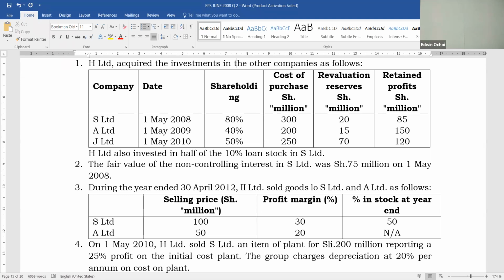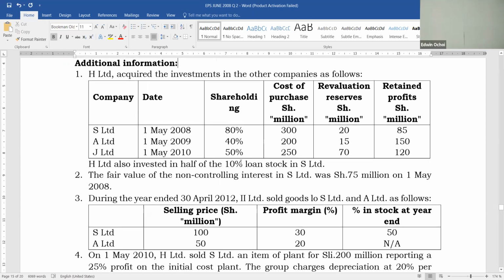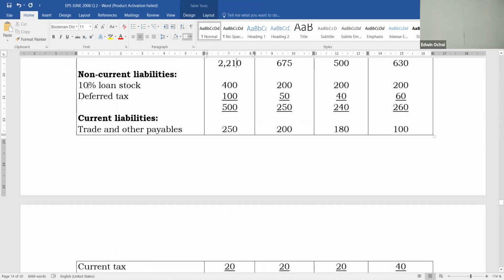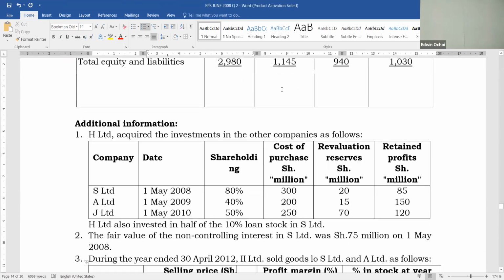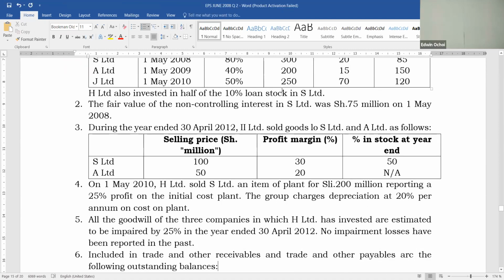So we go to the 10% loan stock in S. A half of that was part of the investment. A half of the 10%. So this 10%, a half of that. Remember S is this one, the 200. Half of 200 is 100. So that is what was bringing the difference. A half of that also was part of the investment they made, and that is why you are getting the 100, which is the difference.